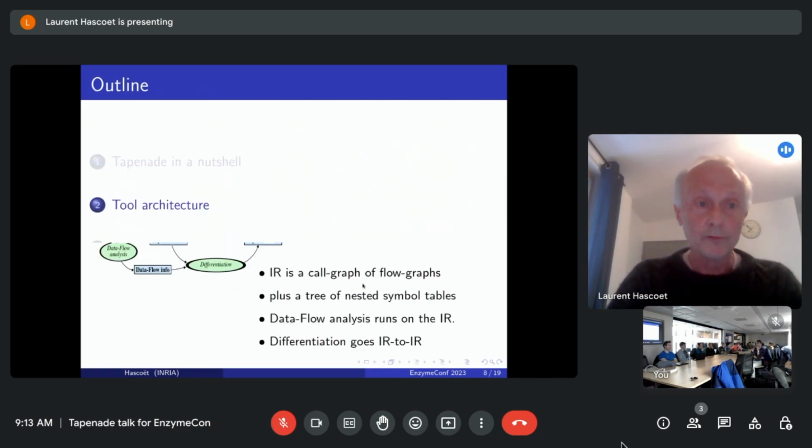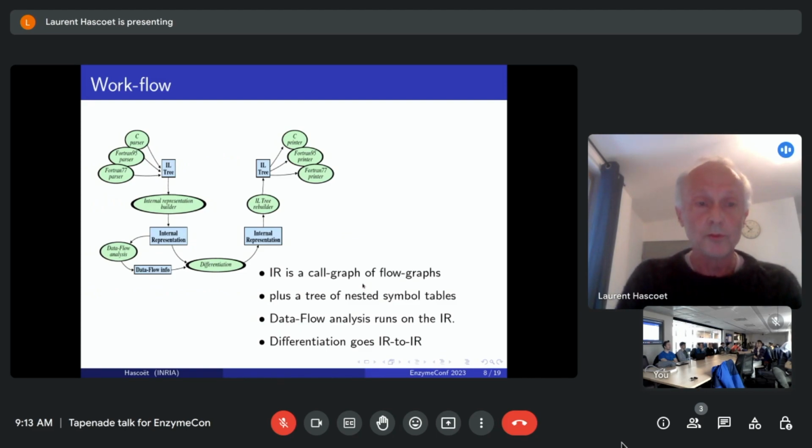The architecture of the tool now is probably what you want to hear about more. So it's source to source, like I said. The story starts here on the top left, where we have source files that are parsed, and each of them produces a tree in this IL language, which is the actual input of Tapenade. From there, we build the internal representation, which is basically a call graph, and each node of the call graph is itself a flow graph for each subroutine. And well, that's about all.